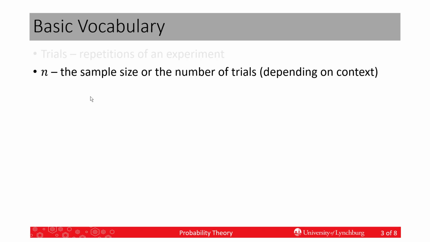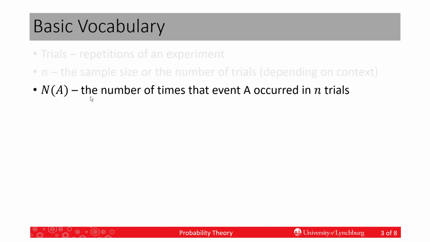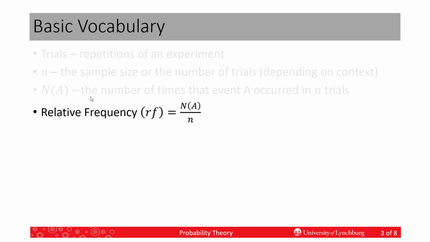It depends on context what you use N for, but they can be looked at as basically the same thing. Okay, capital N of A. This is the number of times that the event A has occurred out of N trials. Since A is an event, we could use it later on as the number of elements that are in A, the number of possible outcomes that are in A. But in this context, we're talking about relative frequency, the number of trials that resulted in A occurring.